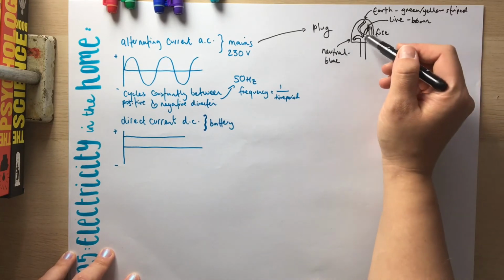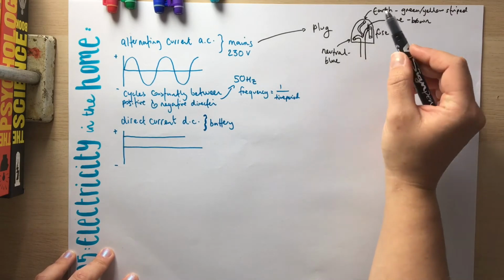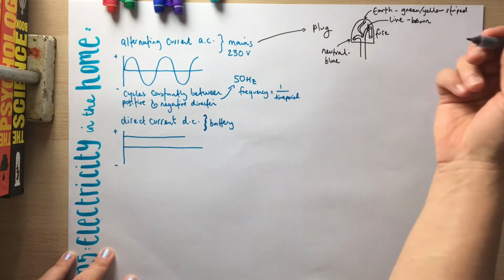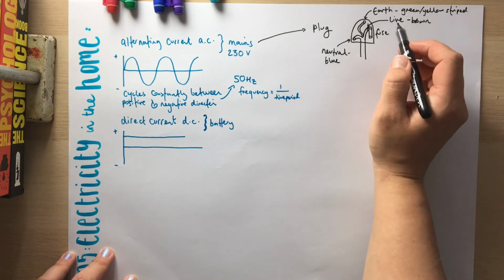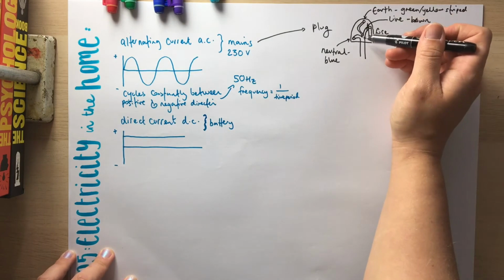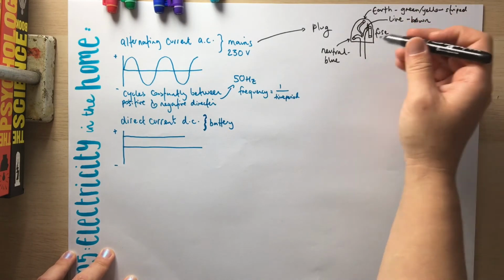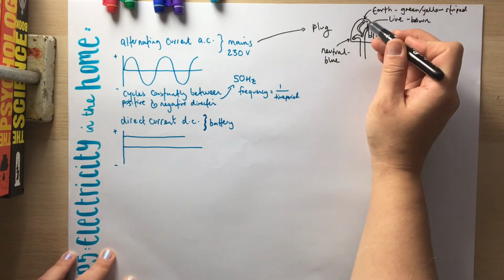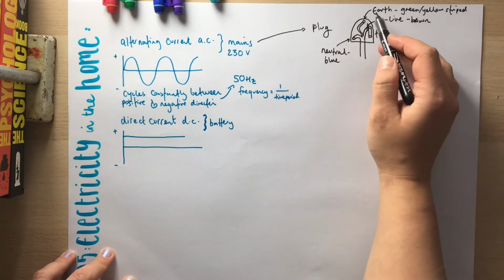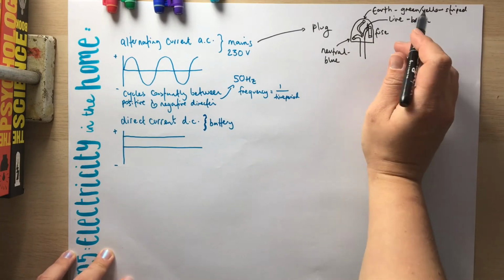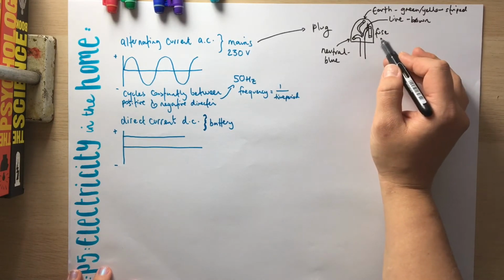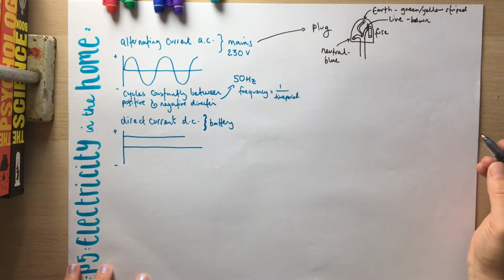Okay, the earth wire exists in case one of the other wires touches, or something inside the appliance touches the outside of the appliance, which would ordinarily make the appliance live. But the earth wire grounds it, so it would take that electricity to ground, which then makes it safe. So the earth wire is a safety mechanism. A fuse is a safety mechanism as well, and I'll come on to that in a second.